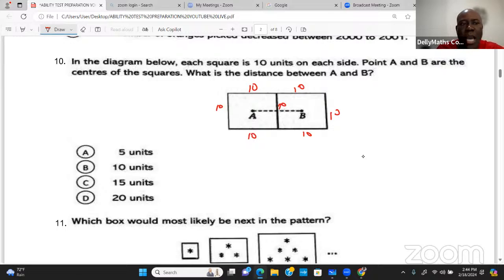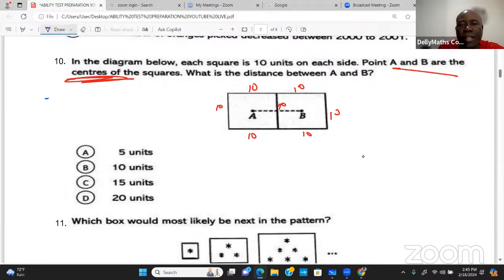Point A and point B are center in the squares. So they are center in the squares. So this is a very, very important clue if they're center. So now we understand the values that we'll be looking for. What is the distance between the two letters A and B?